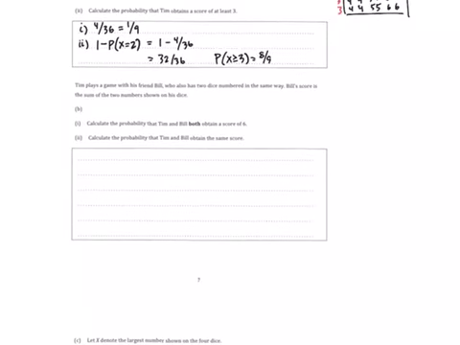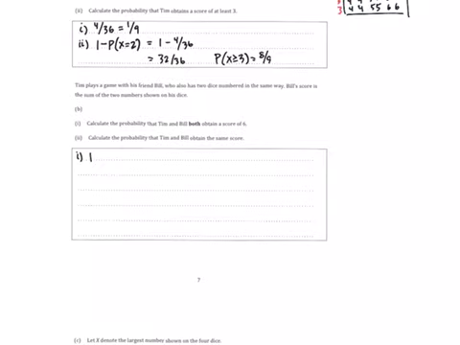Okay, Tim plays a game with his friend Bill now, who has 2 dice numbered in the same way. Bill's score is the sum of the 2 numbers shown on his dice as well. Part B, part 1 says calculate the probability that both Tim and Bill obtain a score of 6.